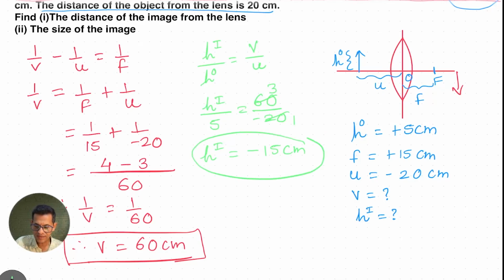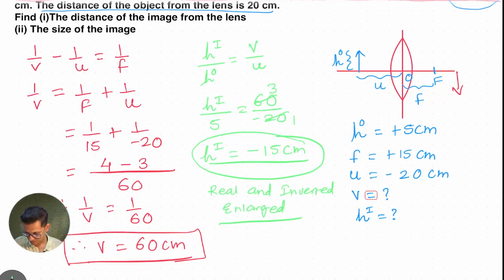The negative sign on the height of the image shows that the image is real and inverted. Real and inverted. And we also know, if we compare with the size of the object, the image is enlarged. Since the size of the object is 5 centimeters and the size or the height of the image is 15 centimeters, this image is enlarged.